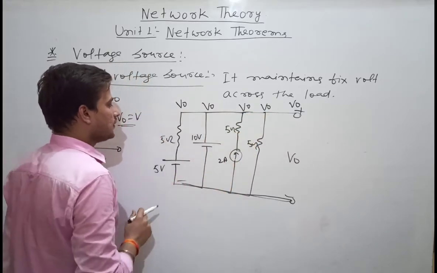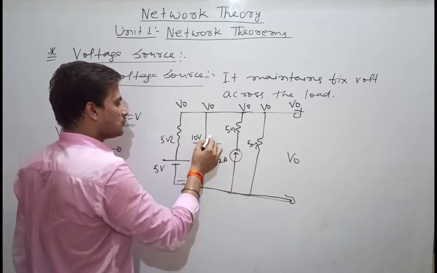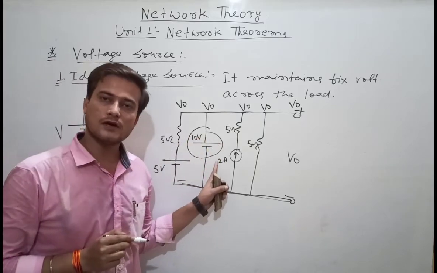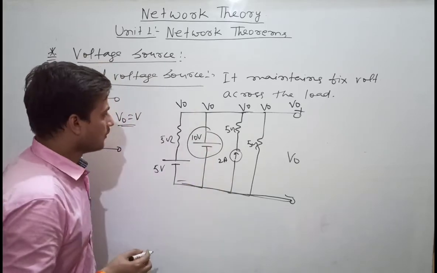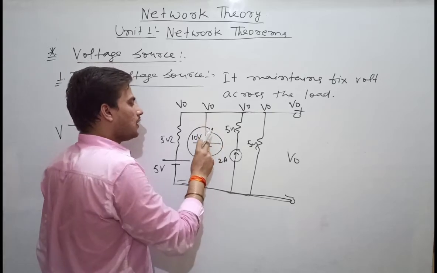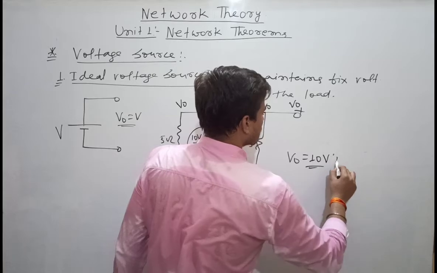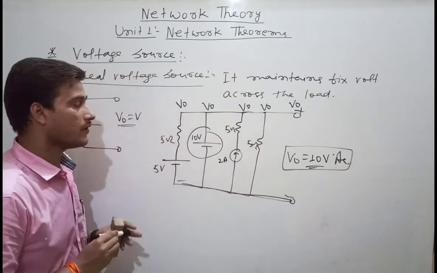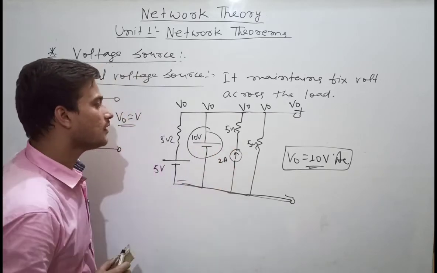So now you have to write the value of V0. Whatever different elements are connected across this circuit, there is one independent voltage source connected in the circuit. Because of this independent source, the total 10 volt will appear across the output. So your answer will be 10 volt. Irrespective of any condition, if there is an ideal independent source, then it will maintain 10 volt.